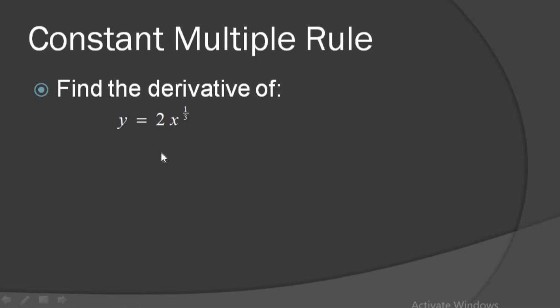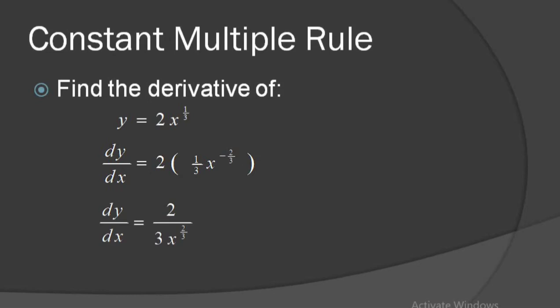Then the derivative of y with respect to x is dy by dx. Here 2 is the constant term. The derivative of x raised to 1 by 3 is 1 by 3 into x raised to minus 2 by 3. We should know how minus 2 by 3 was obtained: we subtract 1 from 1 by 3, so we get minus 2 by 3, using the power rule. Then dy by dx is equal to 2 upon 3 into x raised to minus 2 by 3.